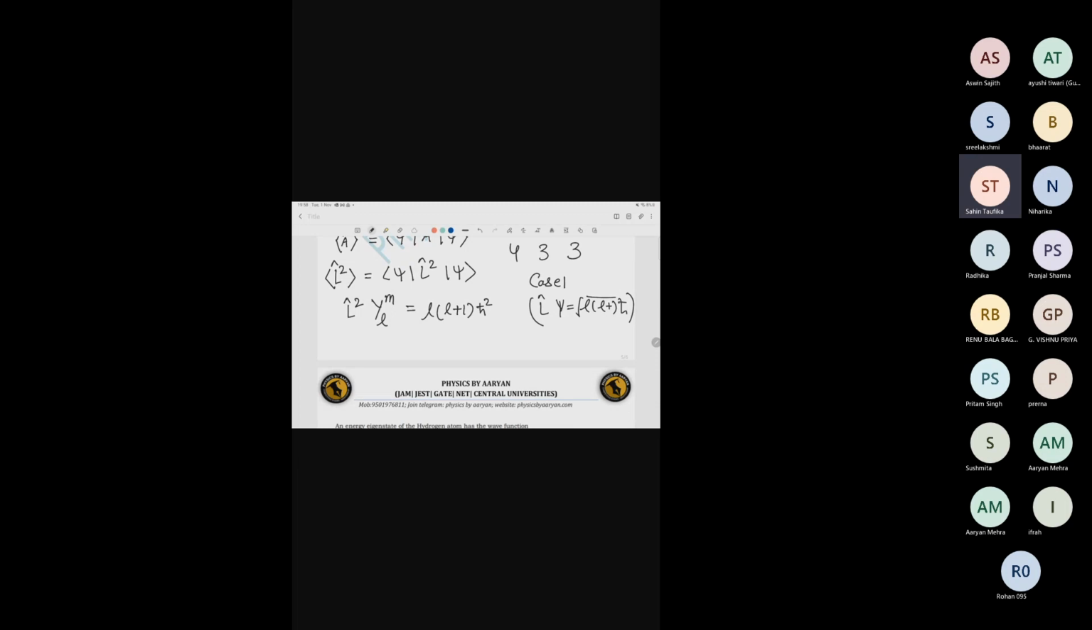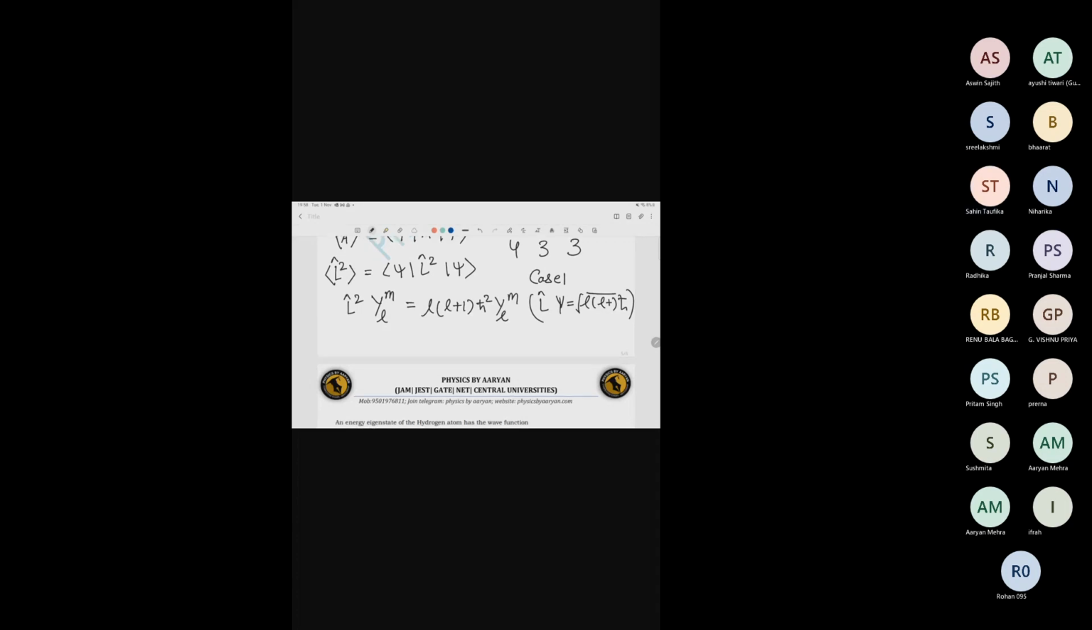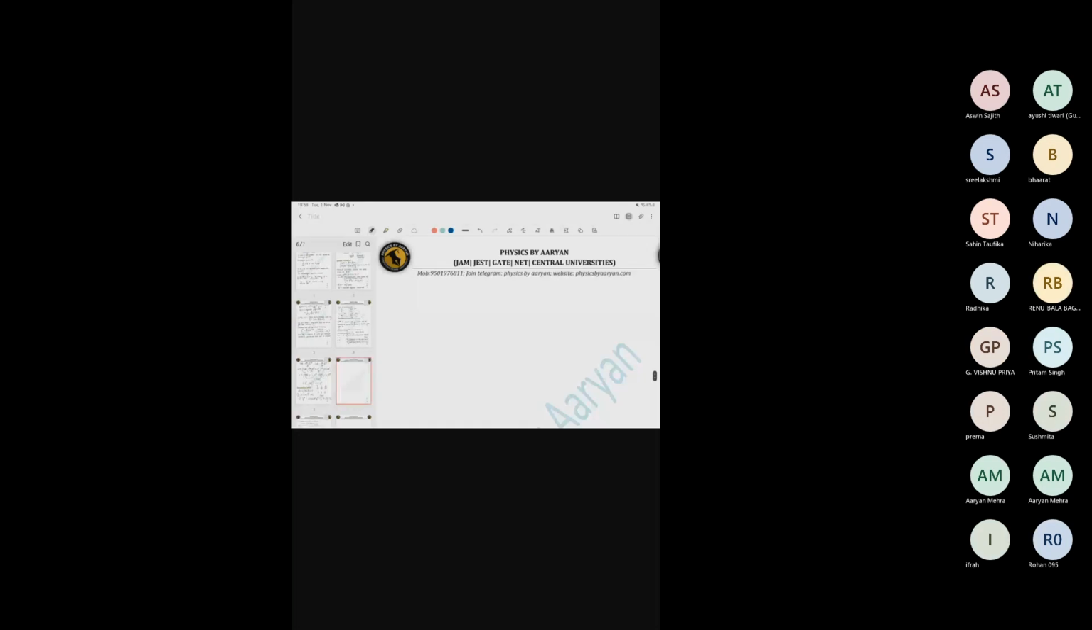Since it's again the same value, the same wave function also comes again. So the first step is to operate our L square on our state, whatever our state is. So what is our state? Our state is this.